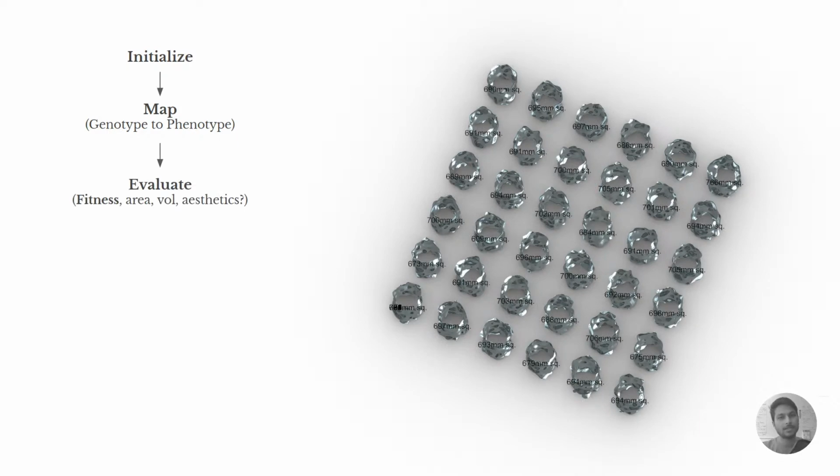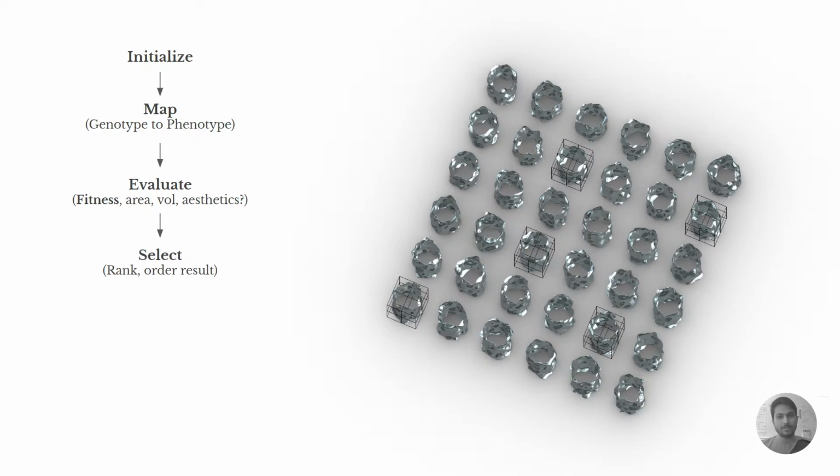And then we evaluate those designs based upon a fitness function. So for example, if we want this object to have the highest surface area, we are going to evaluate its surface area. We can also evaluate volume. Anything that can be measured in numerical value, we can use it. Aesthetics, if you are able to give aesthetics a numerical value, even you can use evolutionary algorithms.